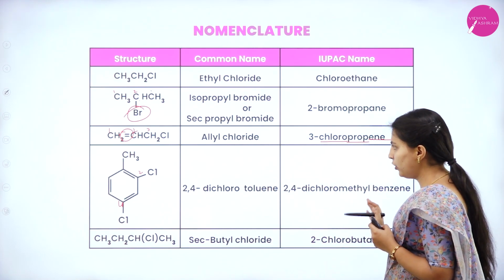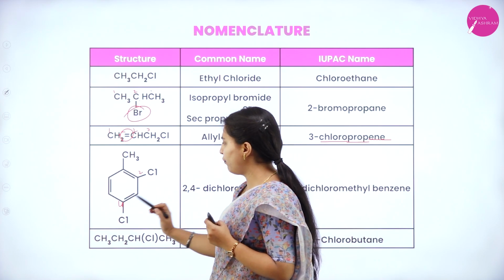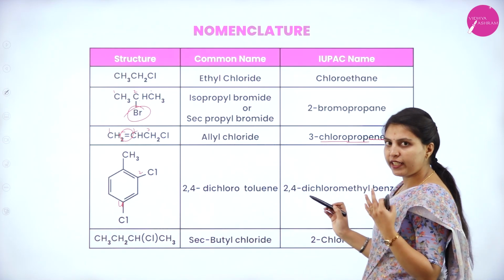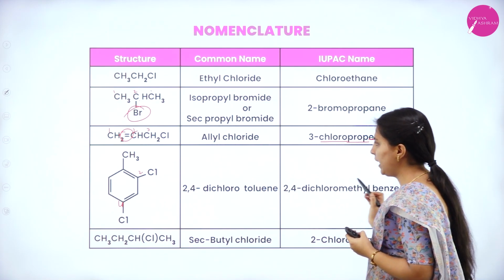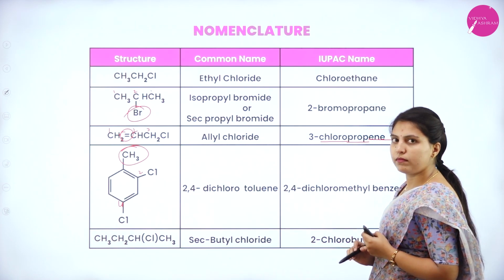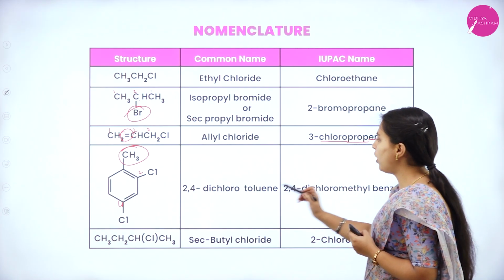But as the IUPAC name, for the same second and fourth positions where chlorine atoms are present, we have to take dichloro, the functional group first, and then methyl. So this is the methyl group, and benzene. Usually that will be the IUPAC name. Toluene is the common name.